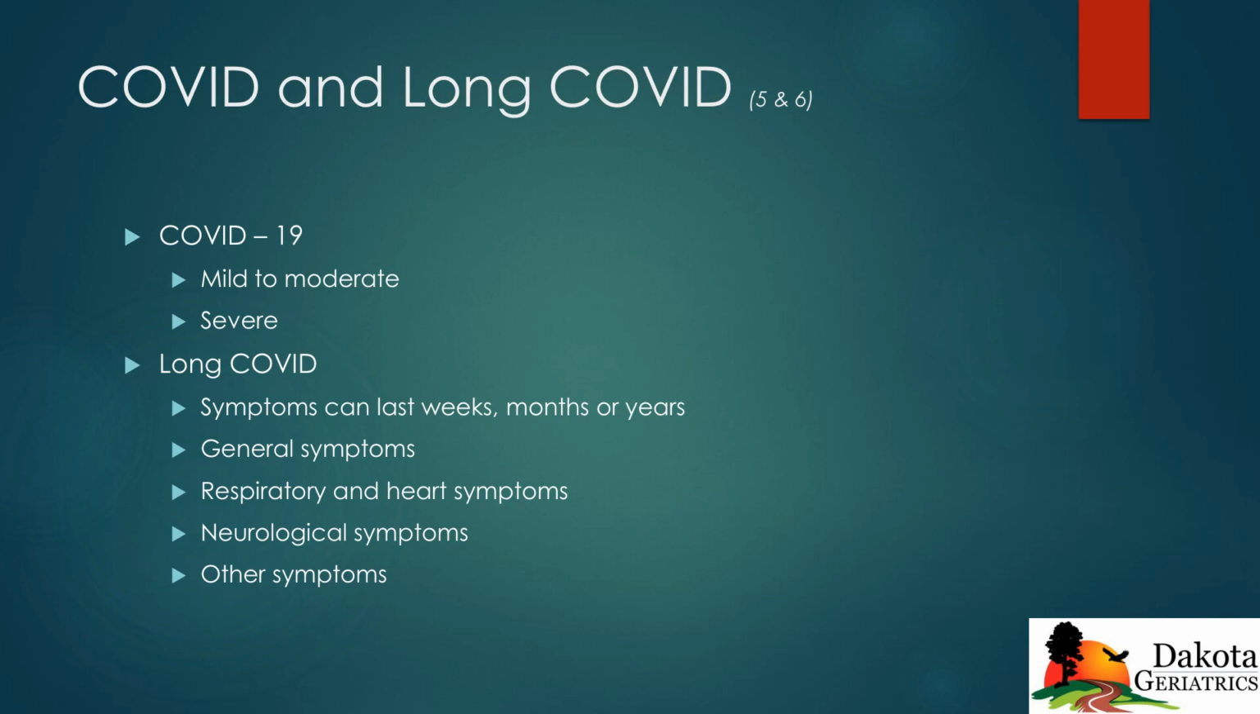Symptoms can include general symptoms, such as tiredness or fatigue that interferes with daily life. There can be respiratory and heart symptoms, such as difficulty breathing or shortness of breath. A persistent cough, chest pain, or heart palpitations may occur. There can be some neurological symptoms, such as difficulty concentrating, sometimes referred to as brain fog, headaches, sleep problems, dizziness or lightheadedness, pins and needles feelings in the extremities, a change in taste or smell, or depression or anxiety. A couple of other symptoms may be diarrhea or stomach pain, or joint and muscle pain.